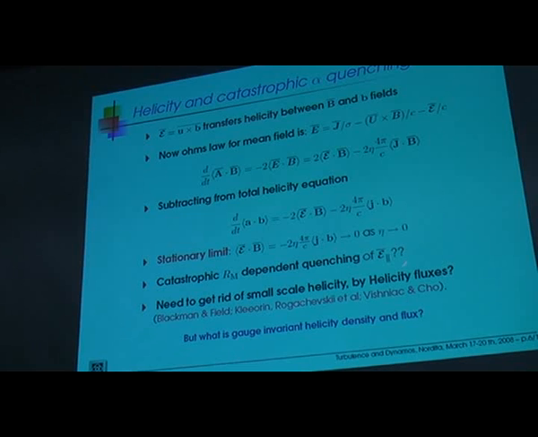And the way out of this problem has been suggested by a number of people, starting from Blackman and Field, even before Kleeorin, Dobzhevsky, and other people here, Ethan, Joe. The basic suggestion is that you need helicity fluxes, or fluxes of small-scale helicity in the system, so that you can sort out this problem.